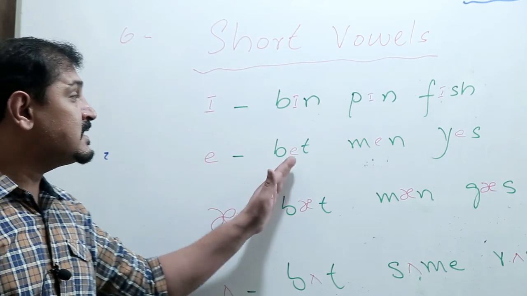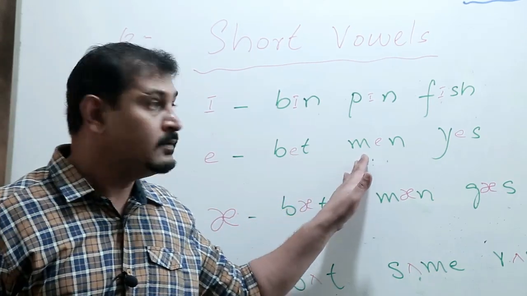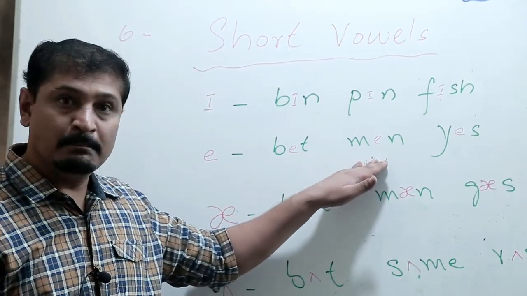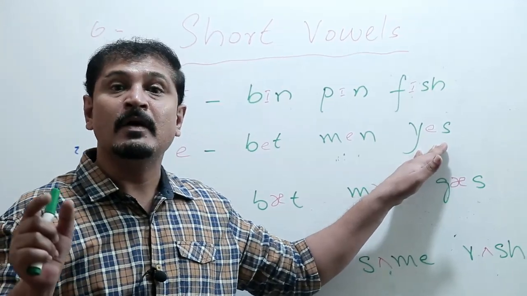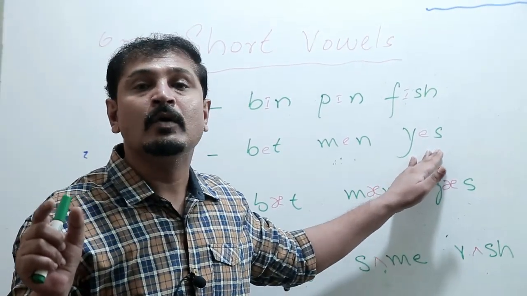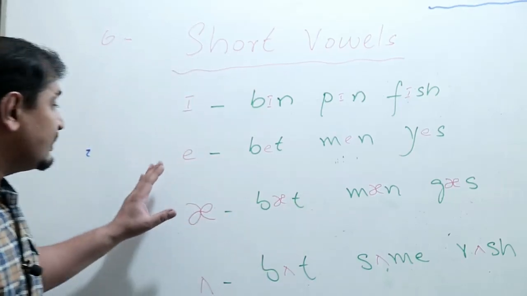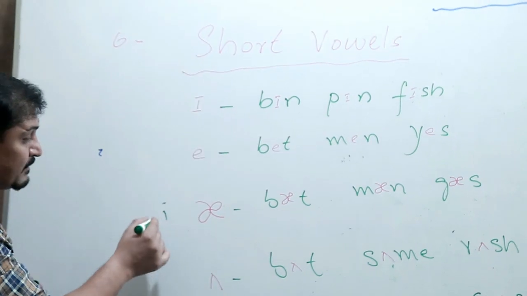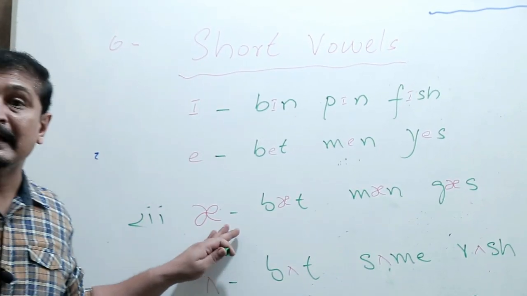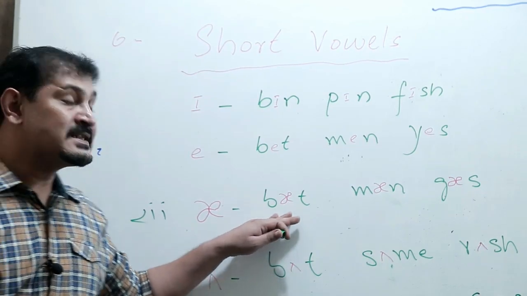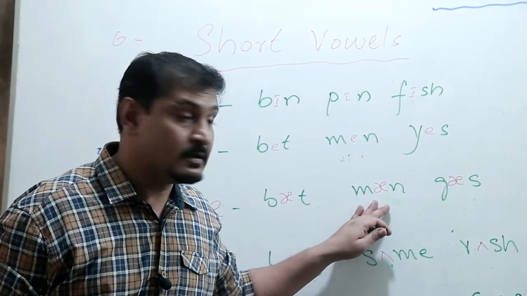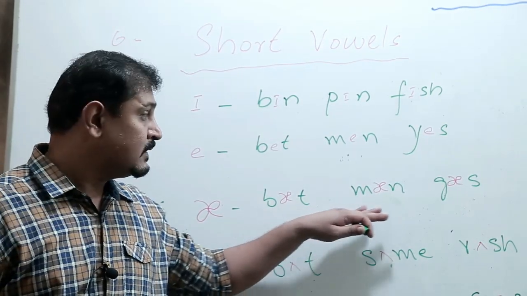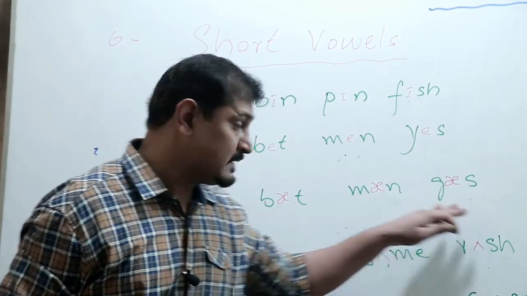Number two, A. The words like bat, man, yes. It's a small a, not E, but small a. The third one is A, a symbol like in Urdu. The words like bat, man, guys.